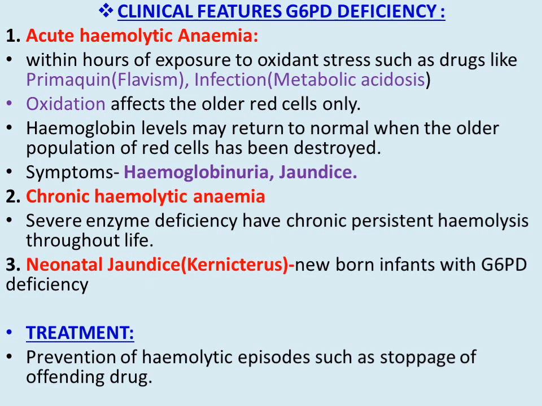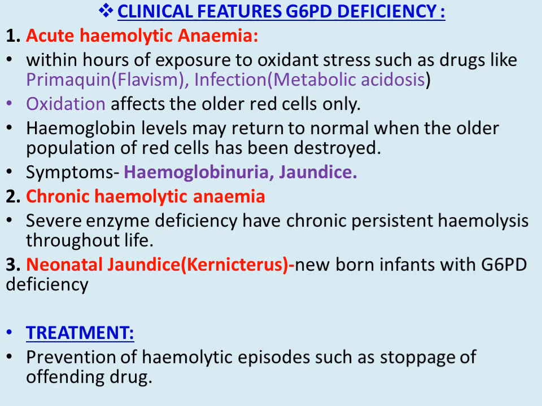Acute hemolytic anemia occurs within hours of exposure to oxidative stress, such as drugs like primaquine or infections. Oxidation affects the older red cells only. So old red cells will get destroyed, whereas new red cells do not get destroyed. Hemoglobin levels may return to normal when the older population of red cells has been destroyed. Symptoms are hemoglobinuria and jaundice, so hemoglobin in urine and jaundice.